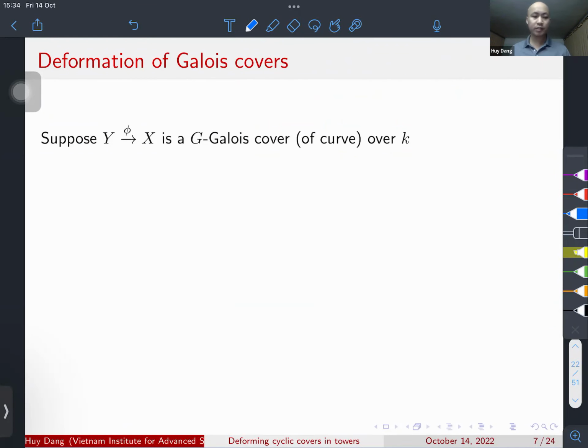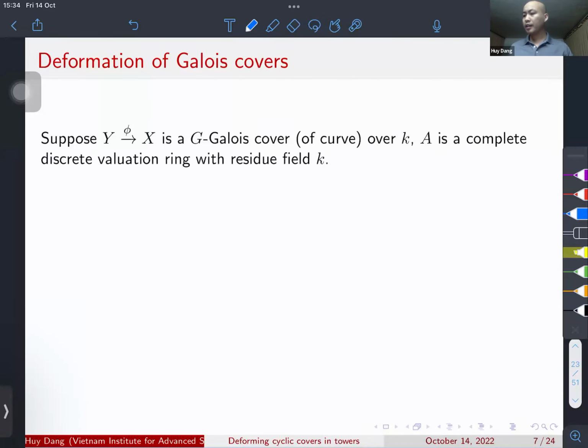So now let's talk about deformation. That's the main goal of this talk. If you start with a Galois cover of a curve, fine. Suppose A is a complete discrete valuation ring with residue field K. An example is A can be the power series ring over K, which is in characteristic p, or A can be the bit vectors over K, which is in characteristic 0.